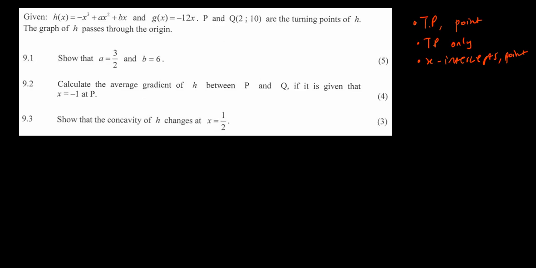Right. Turning point. That's good. So indeed, it falls under the one for turning point, because you are told that P and Q are the turning points of H. You just don't know P, but you know that Q is the turning point of H. It's like you are given the turning point only. You don't have any other point given.